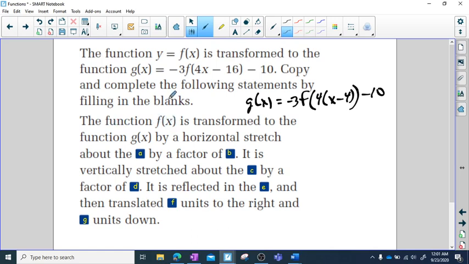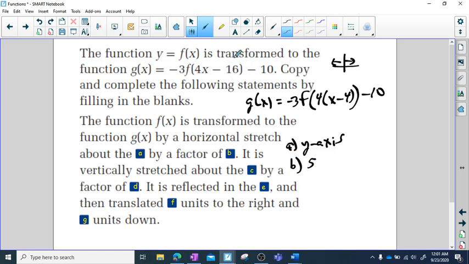The function f of x is transformed to make the new function g of x. So the function f of x is transformed to the function g of x by a horizontal stretch about the, well, any horizontal stretch is about the, they mean where you're pulling it away from, it's always about the y-axis. So the answer they were looking for there would be about the y-axis. By a factor of, meaning how much further are you going to make it away from the y-axis? You're going to pull them and make them all go 5 times further away from the y-axis. So your stretch factor for b would be 5.